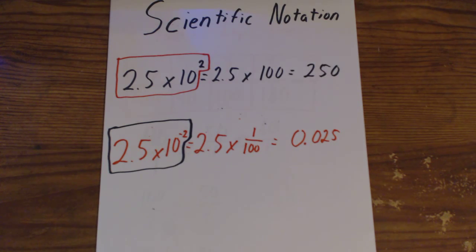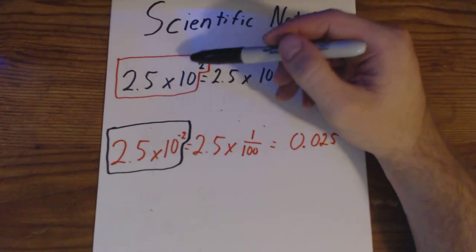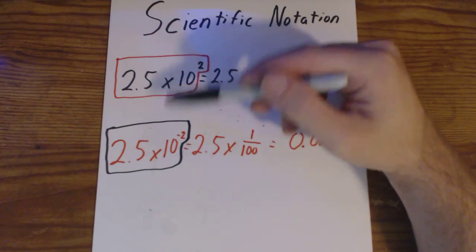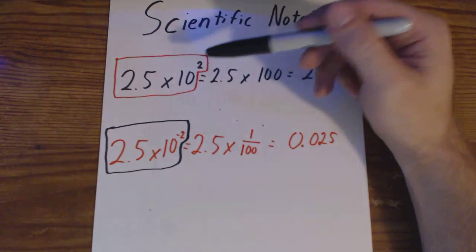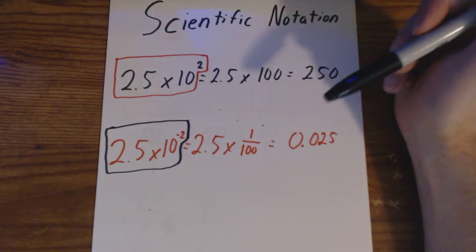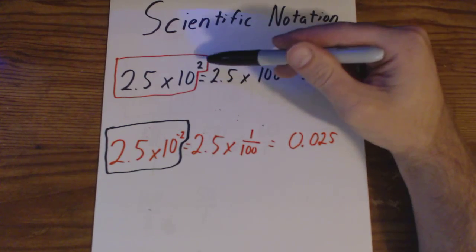Today we're talking about scientific notation. Now I have two examples here that are circled. We have this one and this one. These are both written in scientific notation. So before we even talk about what scientific notation is, let's just look at what these mean.